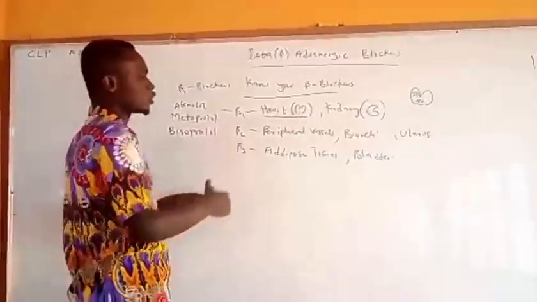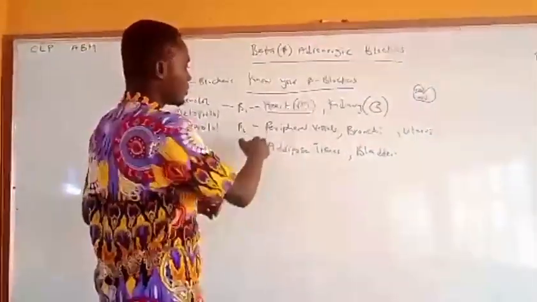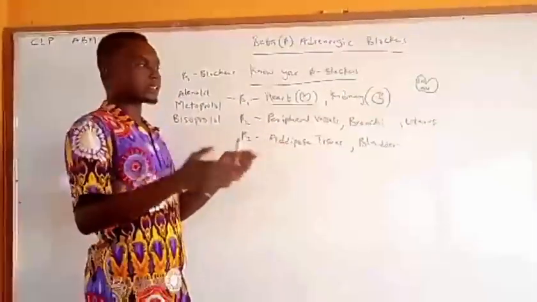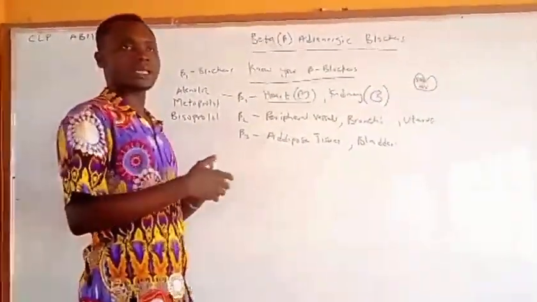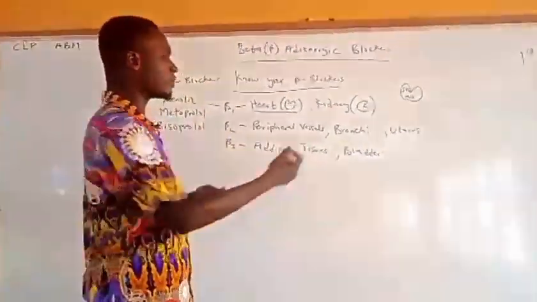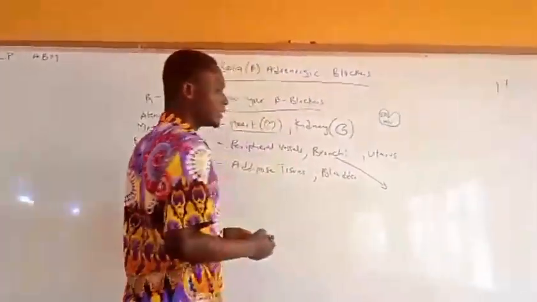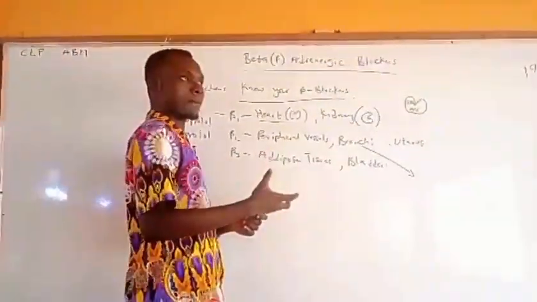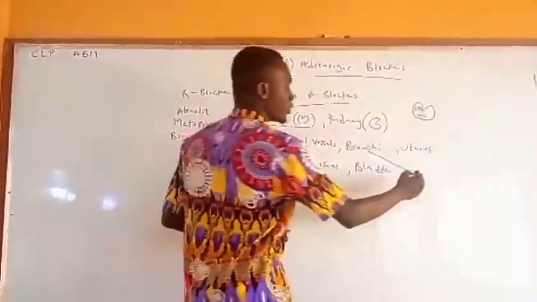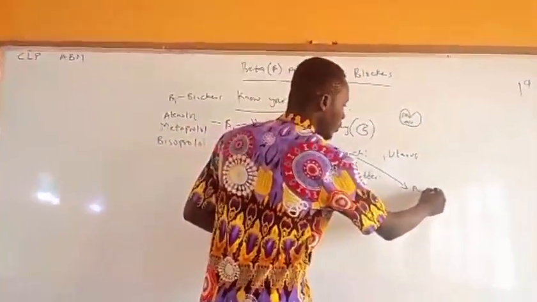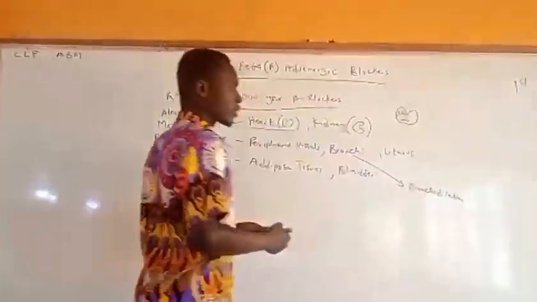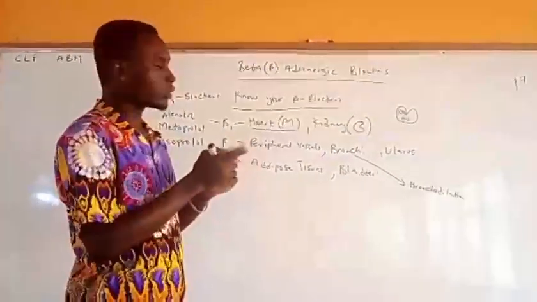Now, when it comes to the beta2 receptors, they are found in the peripheral vessels, the vessels at our extremities, the smaller capillary arterioles and all the other stuff. And then it is found in our bronchi. Now, in the bronchi, when these receptors are activated by endogenous substances, they lead to bronchodilation.